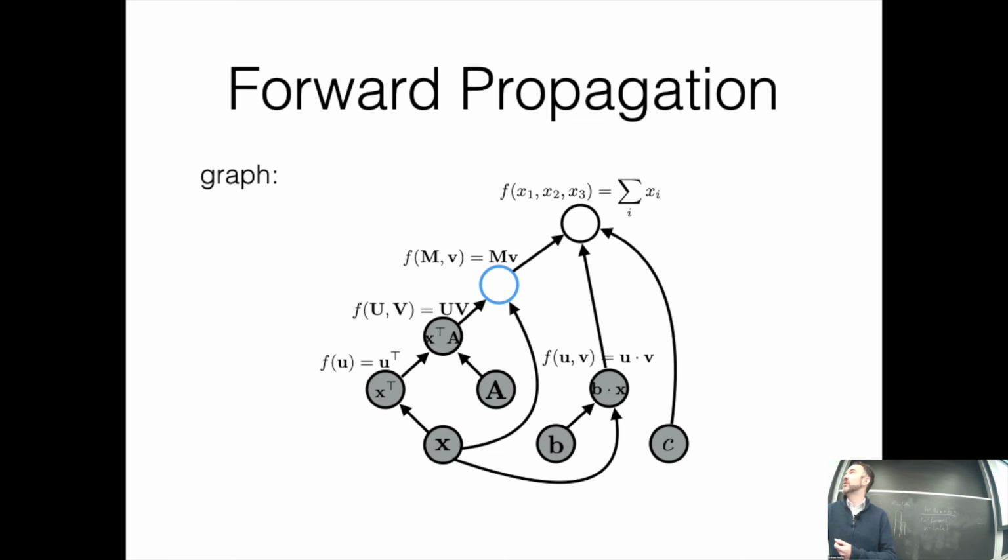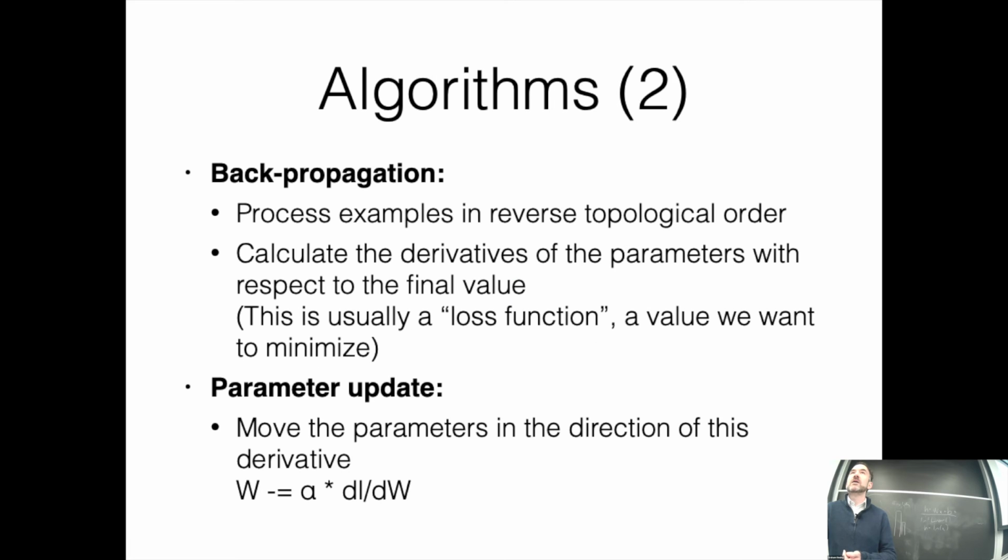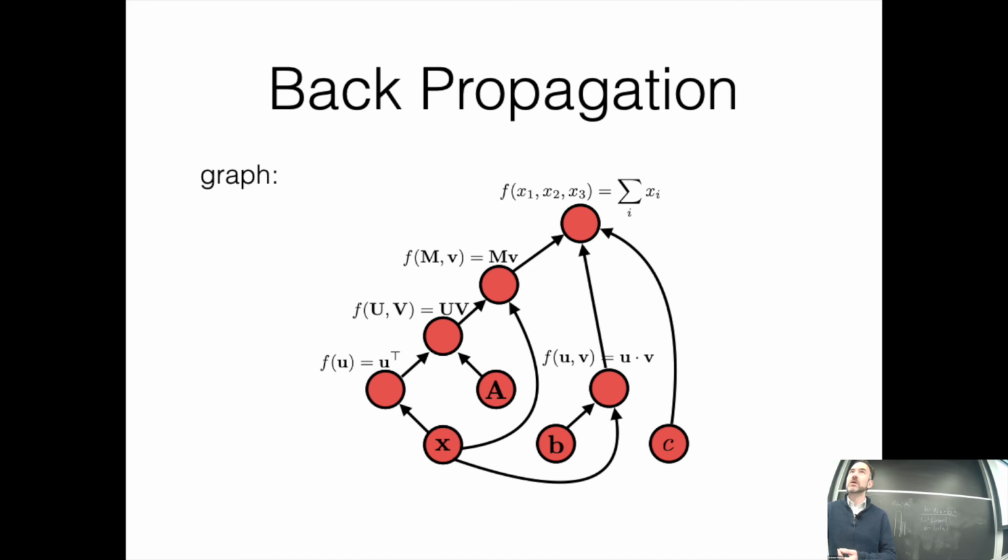And then in arbitrary order, or even in parallel, you calculate the value of all of the satisfied nodes until you get to the end. And then the remaining algorithms are back propagation and parameter update. I already talked about parameter update using stochastic gradient descent. But for back propagation, we process examples in reverse topological order, calculating derivatives of parameters with respect to the final value. So we start out with the very final value, usually your loss function, and then you just step backwards in topological order to calculate the derivatives of all of these.